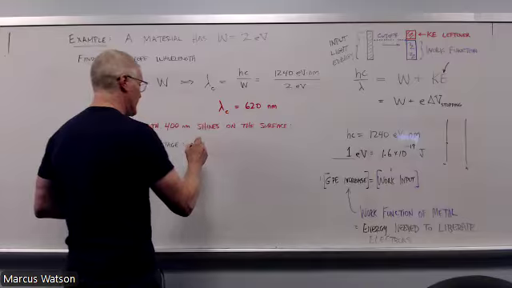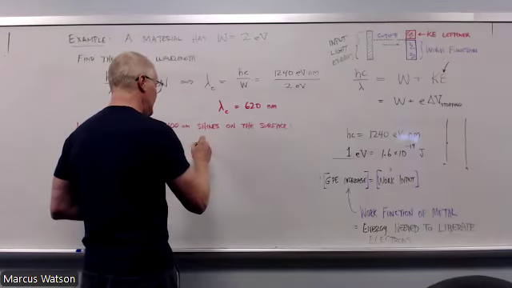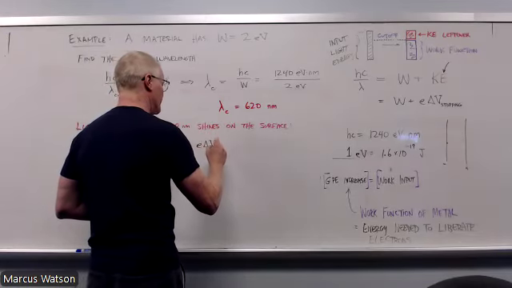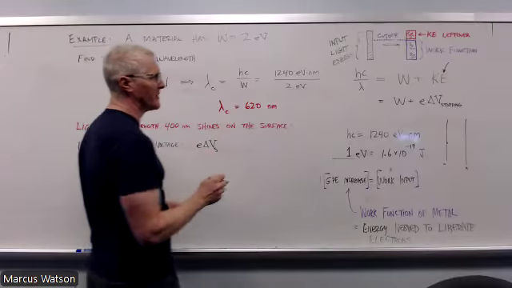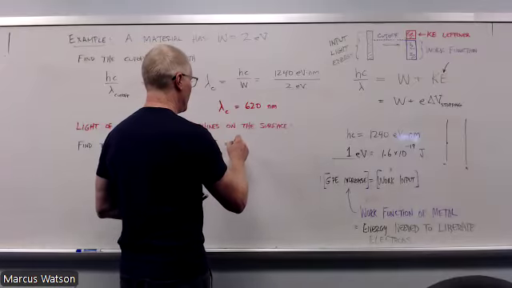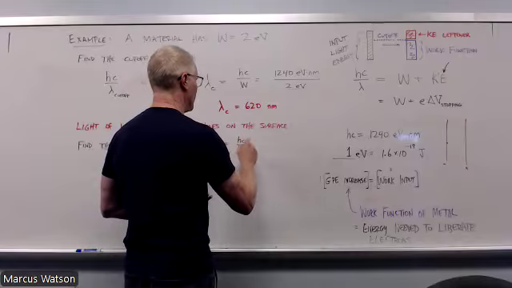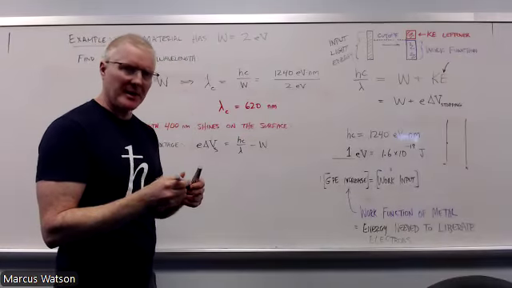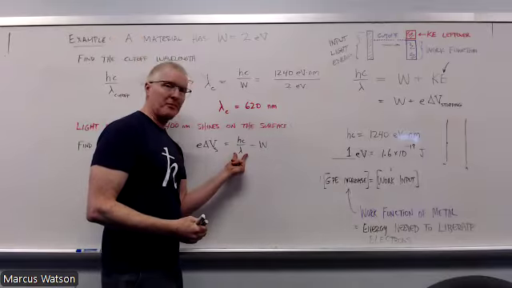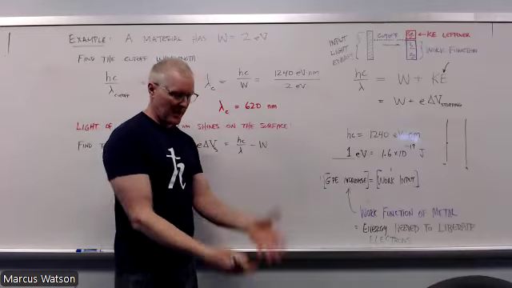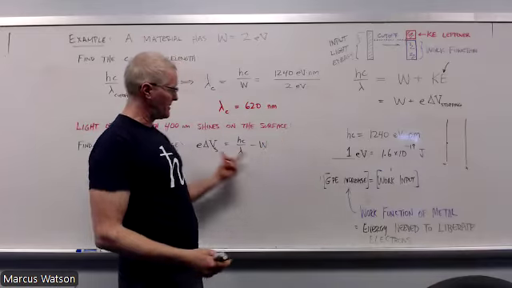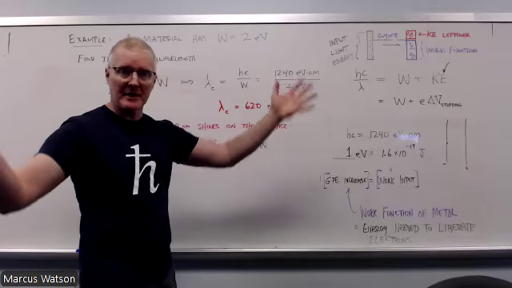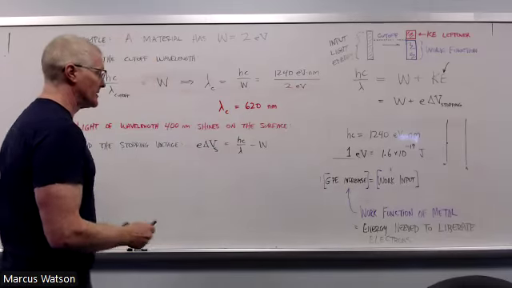I'm going to do it by saying, all right, e times delta V stopping, which I'll just put S down here for stopping, is going to equal hc over lambda minus W. And you can kind of see this working. Here's the amount of energy I put in. I have to less the amount that it needed to raise the surface. This is what's left over. That's what I'm looking for. Okay, so let's take a look.